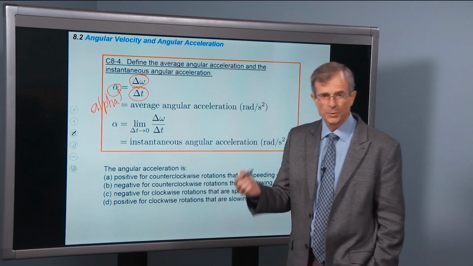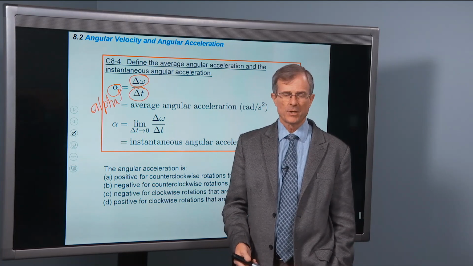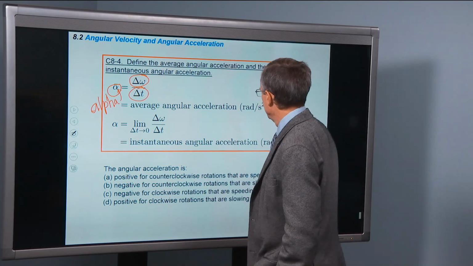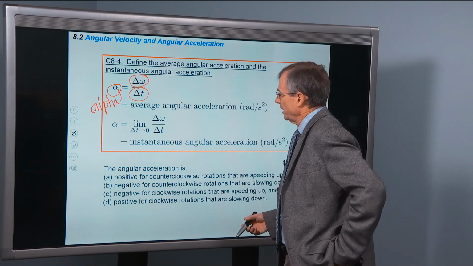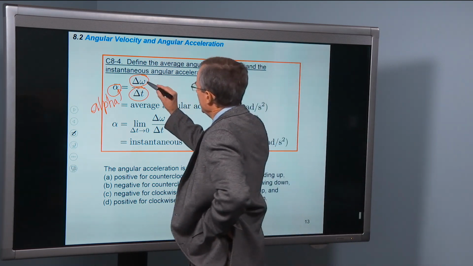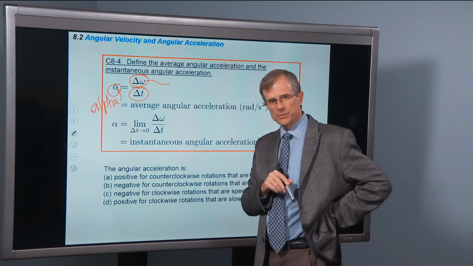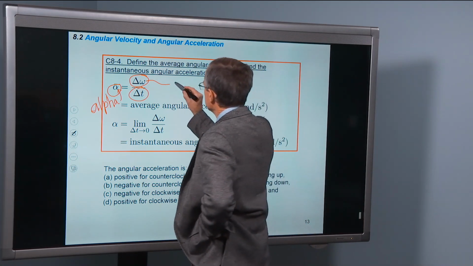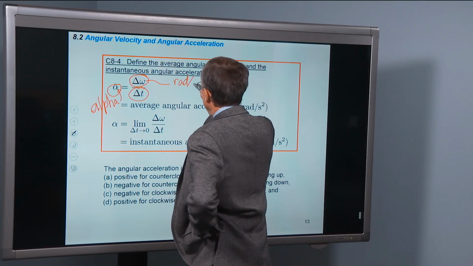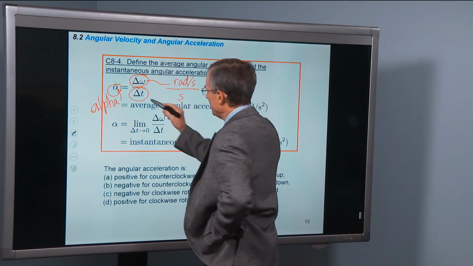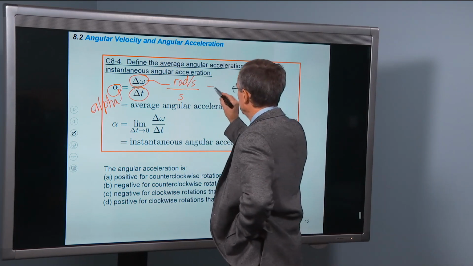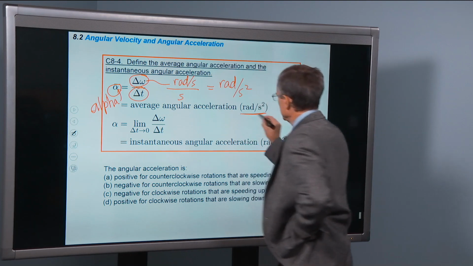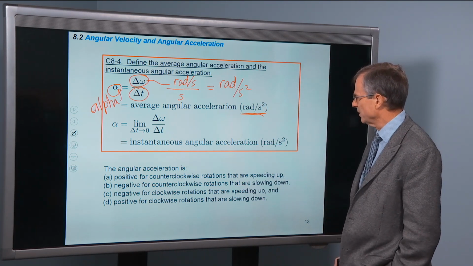And in this case, since we're talking about angular acceleration, we're talking about angular velocity. It'll be measured in what units? Well, angular velocity, what units is it measured in? Well, it's a displacement over a time, so it's radians divided by seconds. So this is radians per second in the numerator, and we're going to divide that by seconds in the denominator. That gives radians per second squared. So that's the units of average angular acceleration.